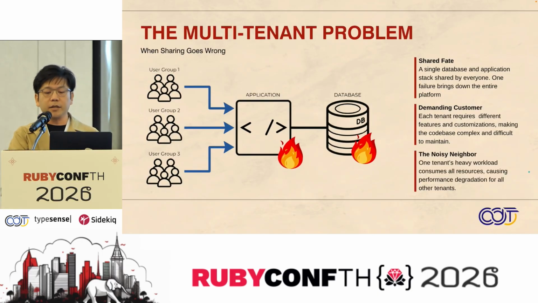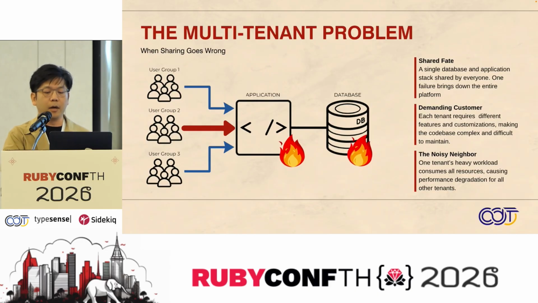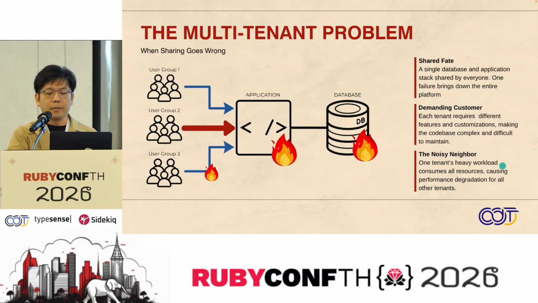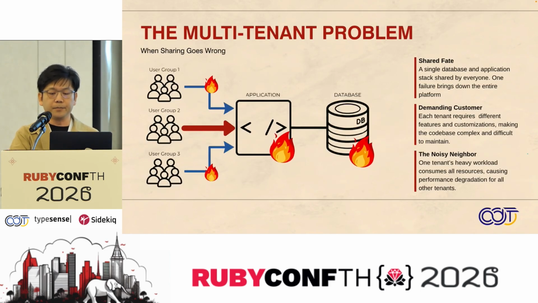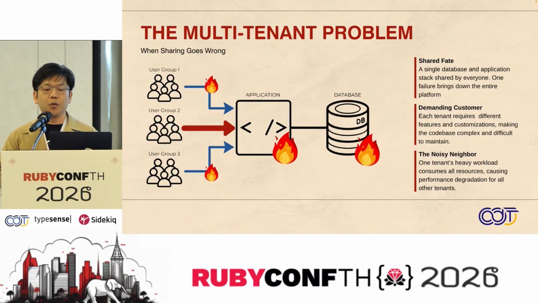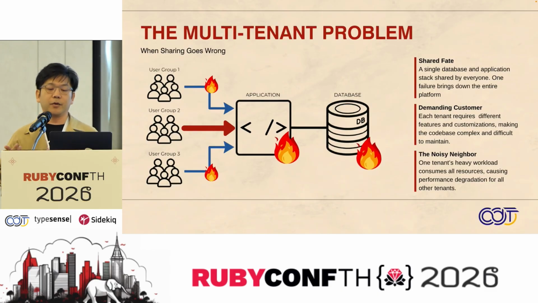Now, the third is the noisy neighbor problem. When one tenant runs a big import or heavy background job, or a traffic spike, they consume most of the resources. Then everyone else on the platform feels slower and no one's happy. The sad thing is, many of us will try to solve this loading problem with scaling.